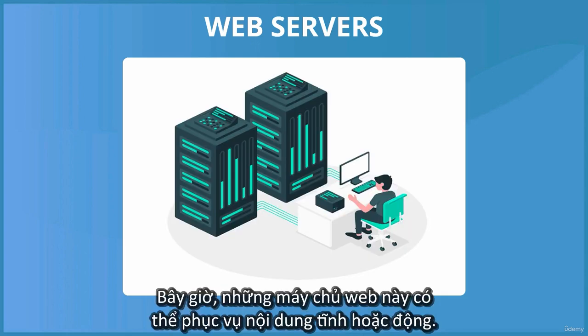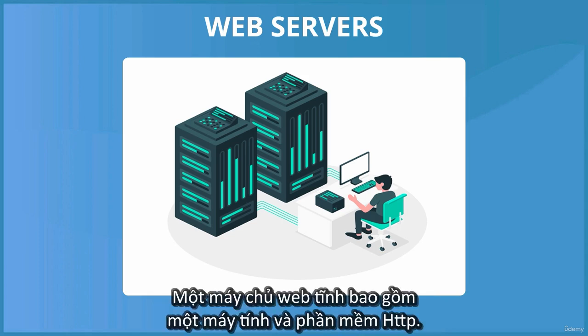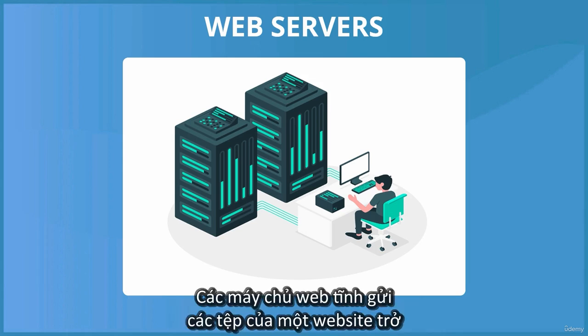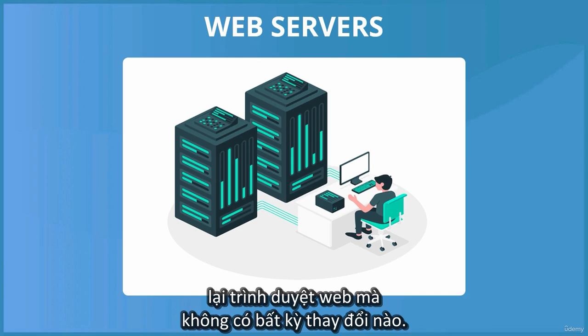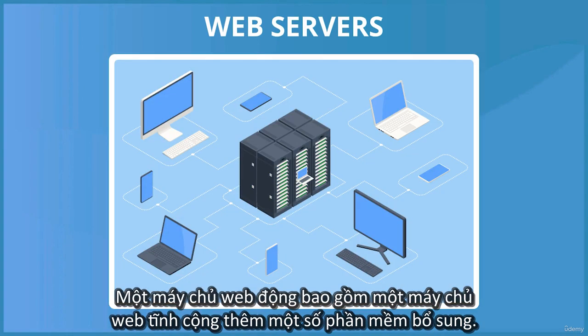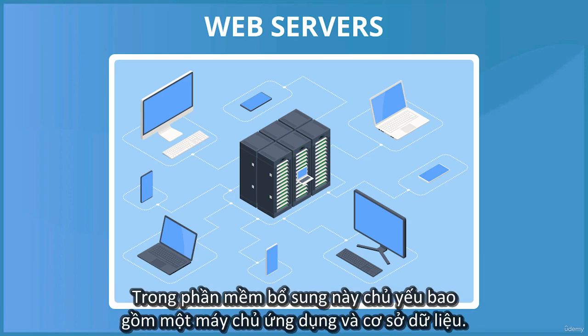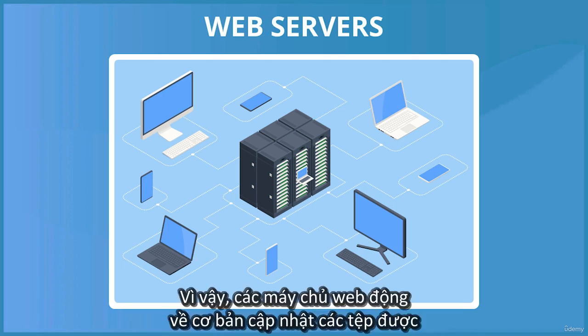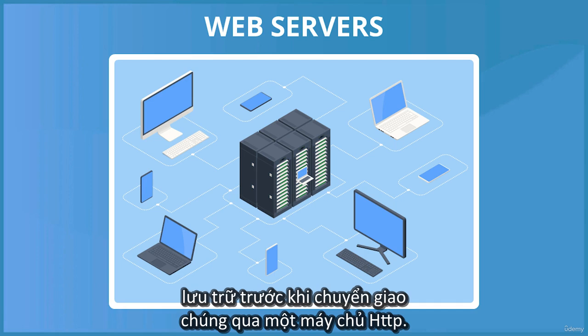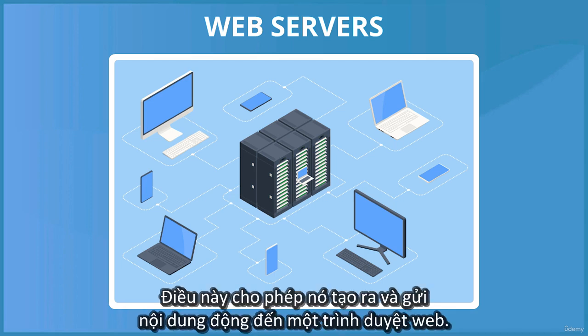Now, these web servers can serve static or dynamic content. A static web server consists of a computer and HTTP software. Static web servers send a website's files back to a web browser without any changes. A dynamic web server consists of a static web server plus some extra software. This additional software most commonly consists of an application server and databases. So dynamic web servers essentially update hosted files before delivering them via an HTTP server. This enables it to generate and send dynamic content to a web browser.